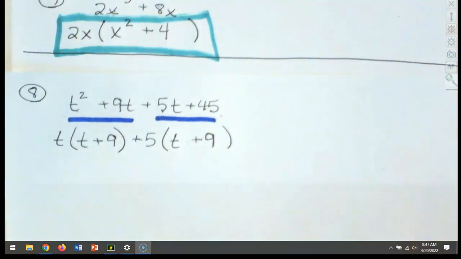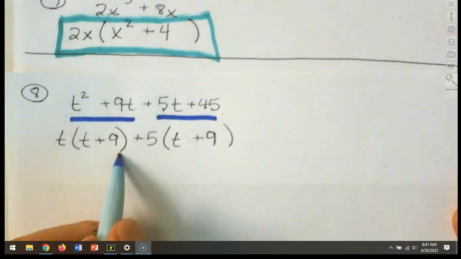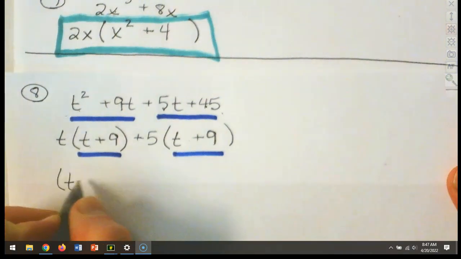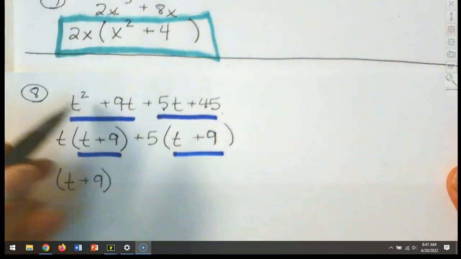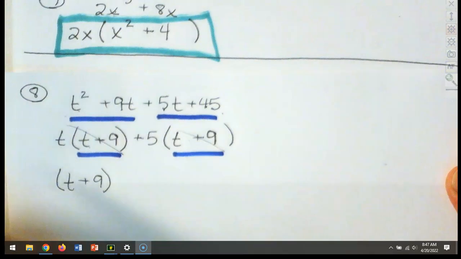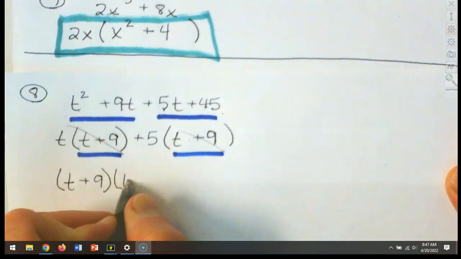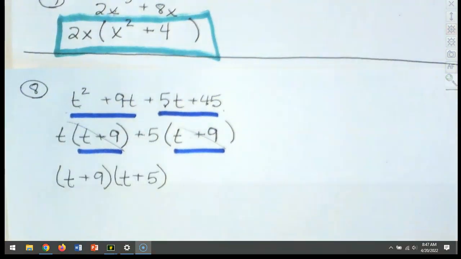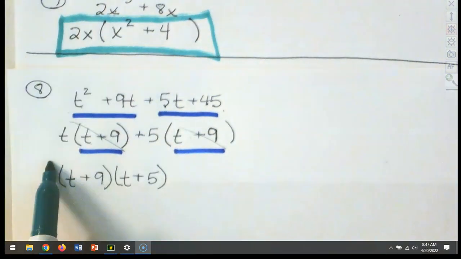Now, are my groupings identical here? Yep. And if they're not identical, if these parentheses are different, you made a mistake. So those are the same. So I write it out in front with the t plus 9, gone and gone. What's left over? Well, what's left over is t plus 5, and that's as far as I can go.